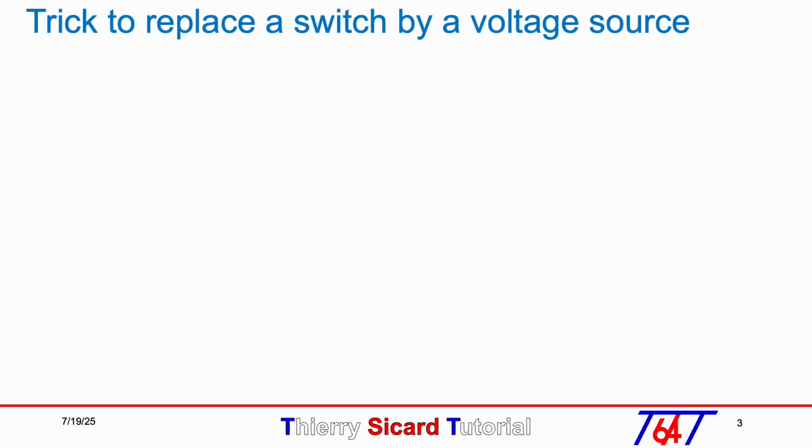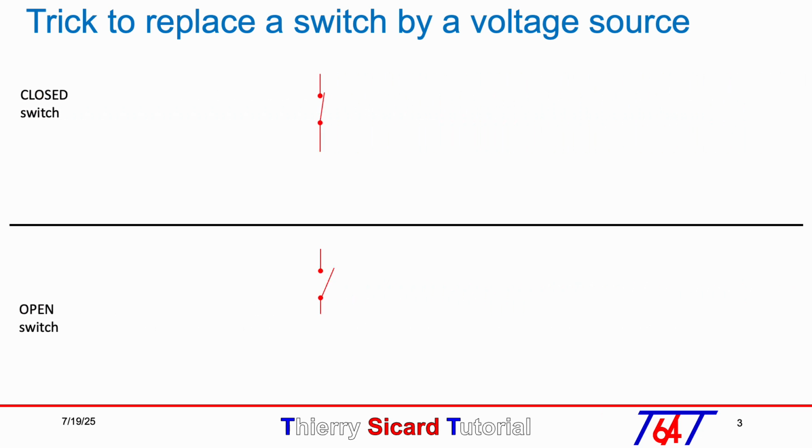At the top, we see the closed switch. At the bottom, we see the open switch. By definition, an ideal closed switch has zero impedance. The model can therefore be replaced by a resistance R equal to 0. By definition, an ideal open switch has infinite resistance. The switch can therefore be replaced by a high impedance.